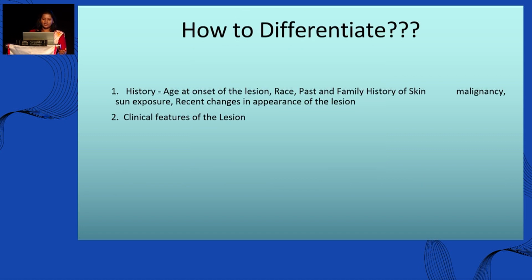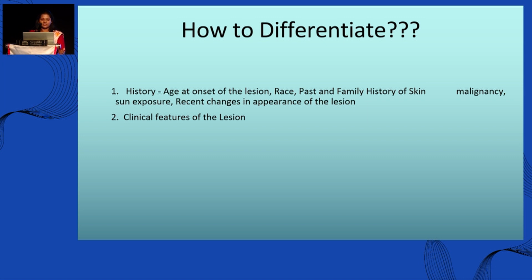So to differentiate, the useful tips are, one, the history, and the other, the clinical features of the lesion. In the history, what is important is the age of onset of the lesion. If it's a lesion which has been there for a long time, since childhood for example, then the risk of malignancy is quite less.